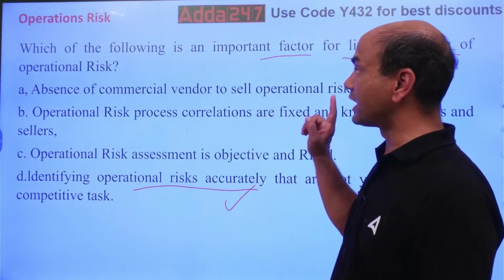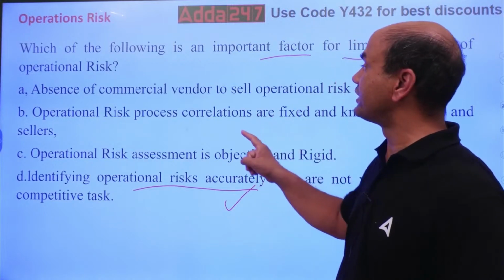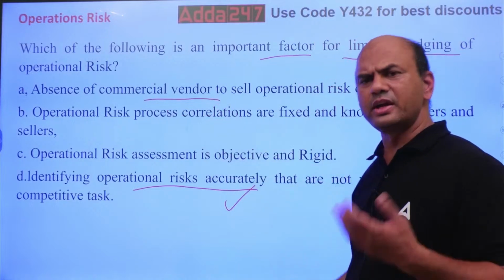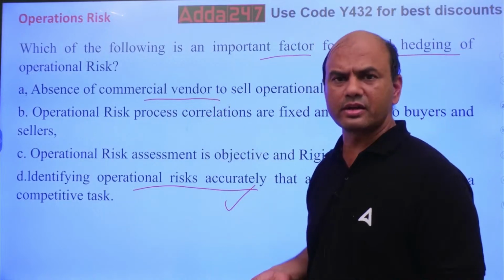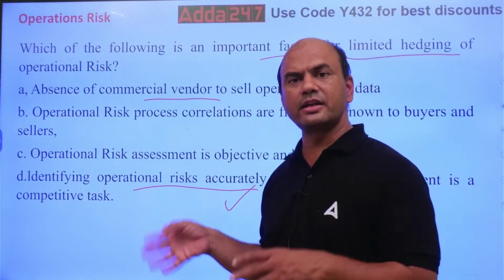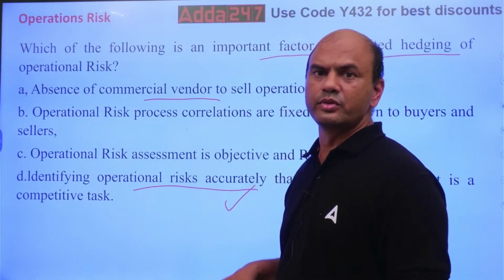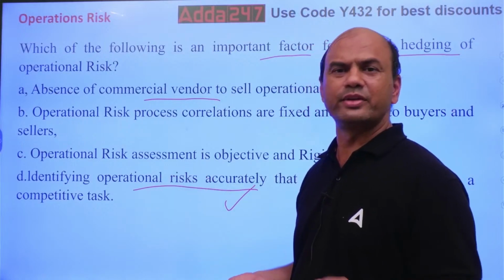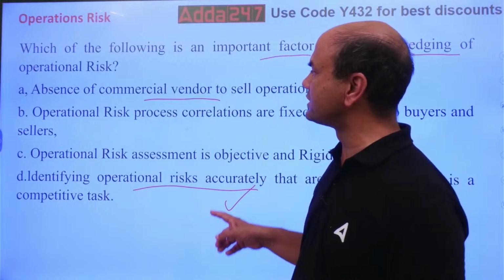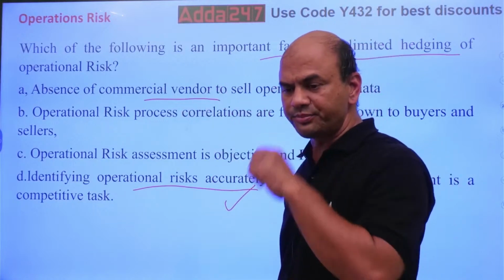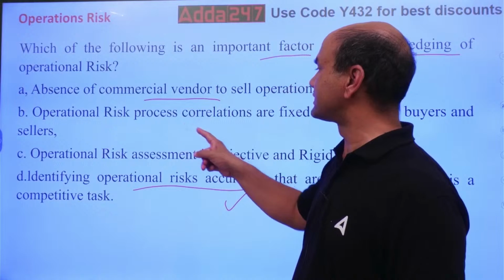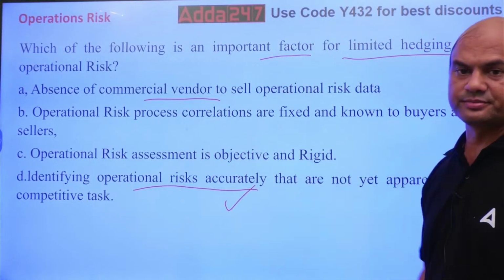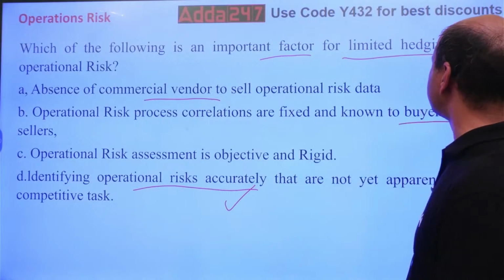Absence of commercial vendor. If you don't have vendor, then what happens? You can do it internally. Why do you need a vendor? Operations risk is the internal part. So, if you are a big company, then you will be needing vendor. Otherwise, you don't need it. You need internal employees. So, this is not the main factor. Operational risk process correlations are fixed and known to the buyers and the sellers. What happens by knowing to the buyers and sellers?